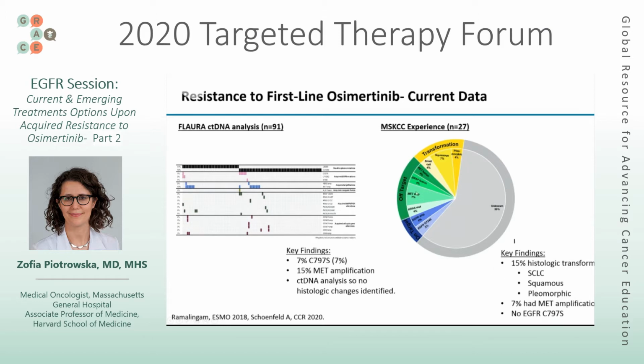In this cohort, 7% of the patients had MET amplification, and we did see a handful, probably just a single patient, with acquired fusions in some of these other bypass genes that I mentioned, like RET and BRAF and others.